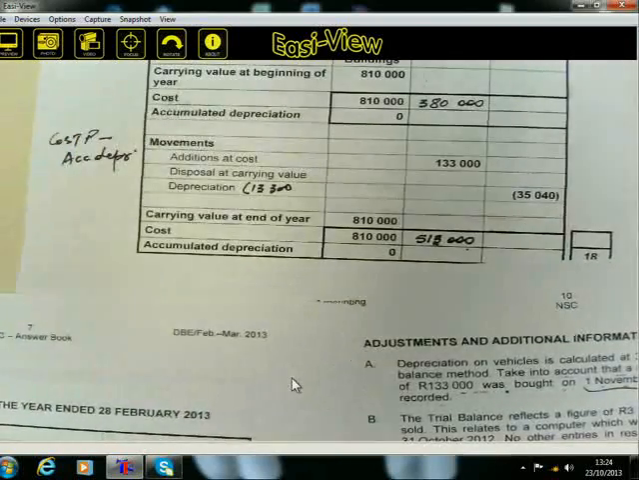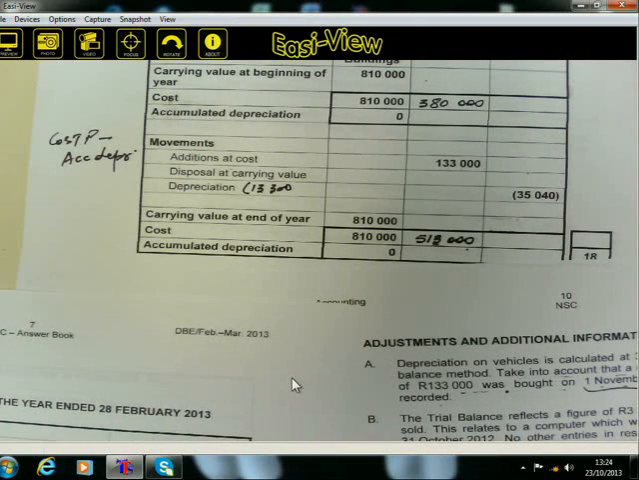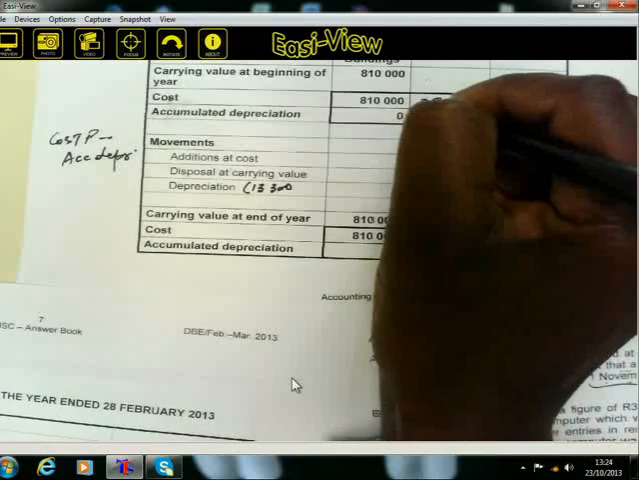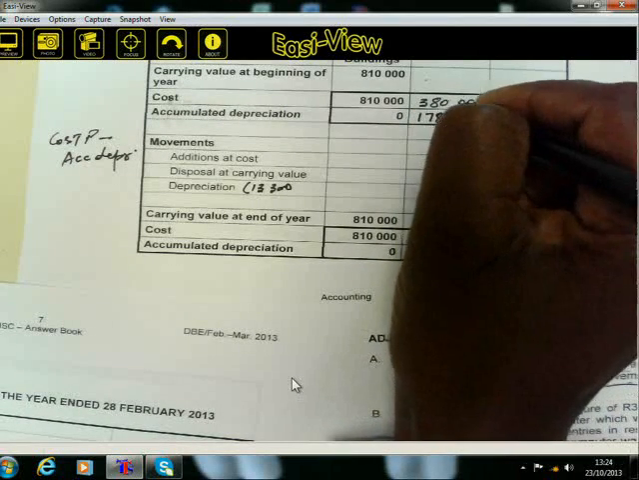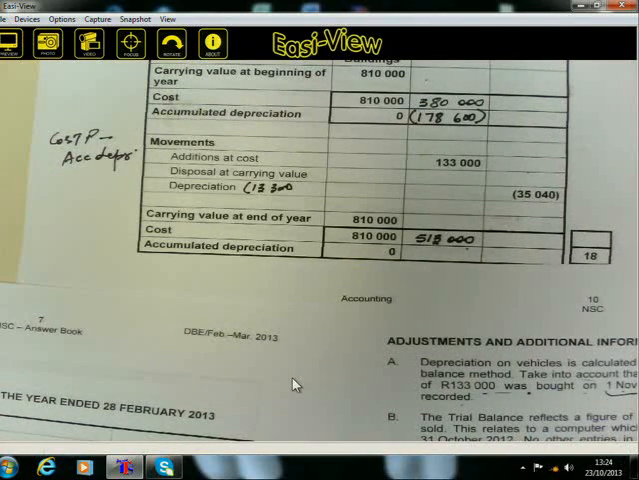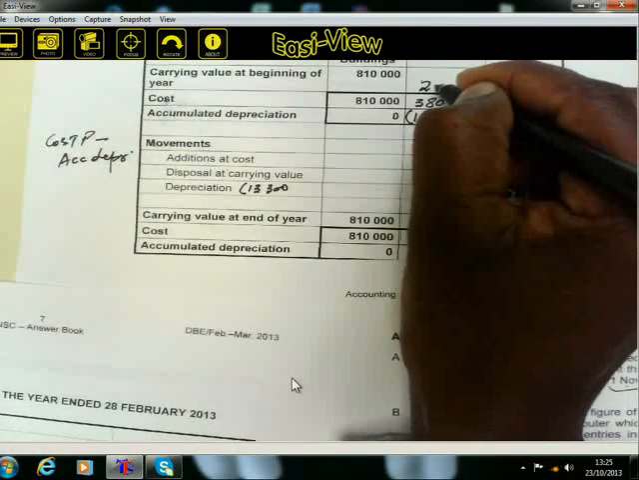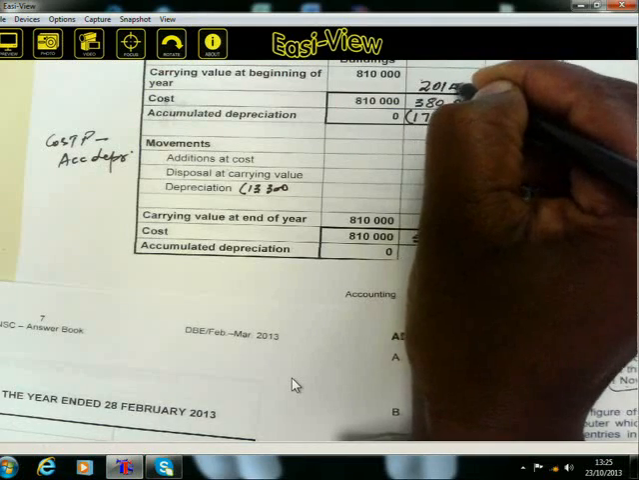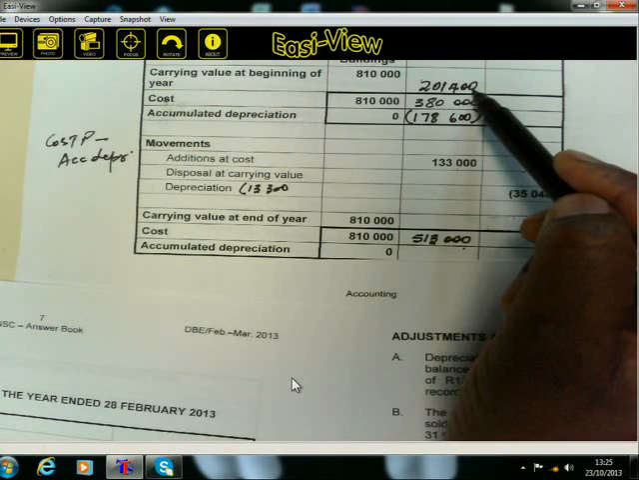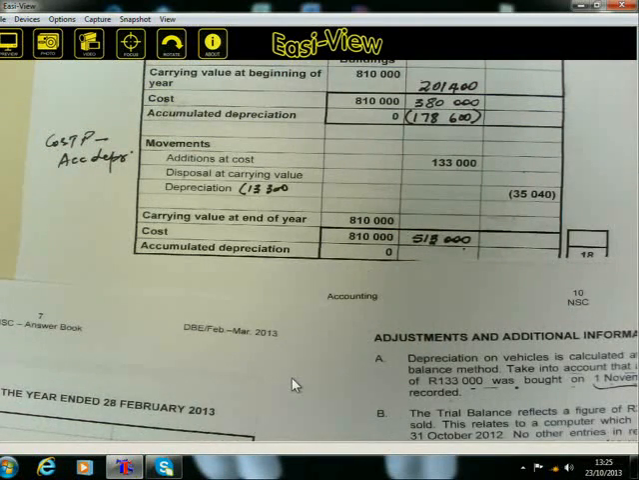So can we do that? The cost price, as we have found it, is 380,000. And the accumulated depreciation as given is 178,600. This is going to decrease the cost, and the carrying value, which is the diminished balance, is 201,400. So we calculate the depreciation on the 201,400, which is 30%.